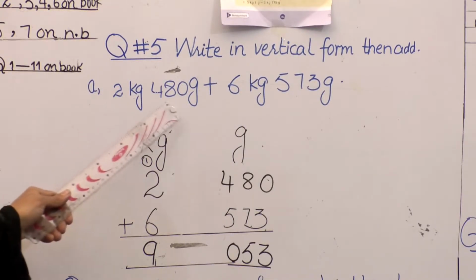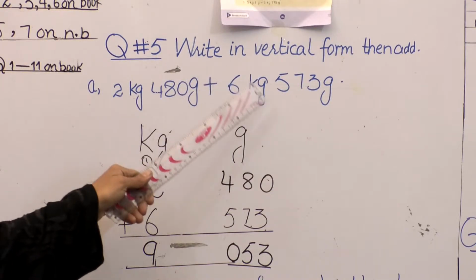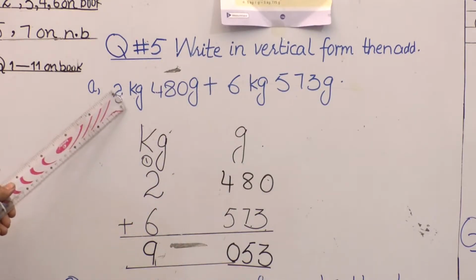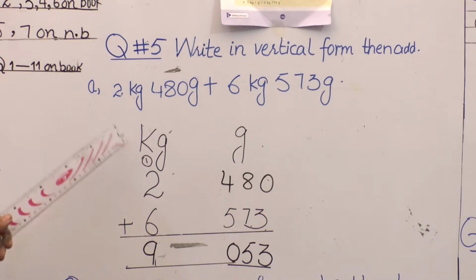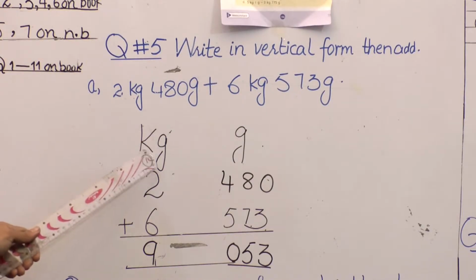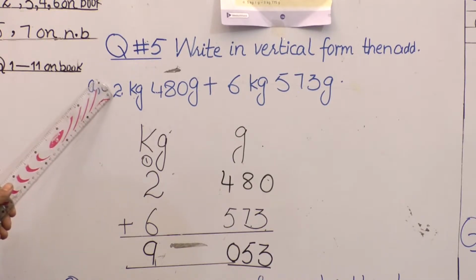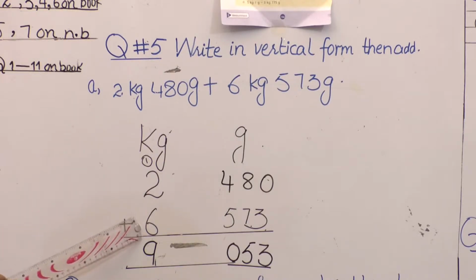We have to add two units of measurement, kilograms and grams. First of all, we have to write these values vertically, then we will add these numbers. Now first of all, write down kg, and under kg write down their values, 2 and 6. Here I have written 2 and 6.